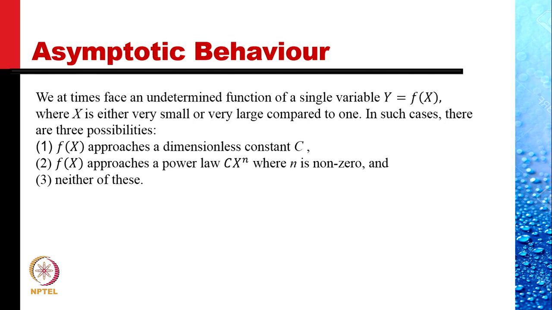Asymptotic behavior of the function is something that we must consider. When there are only 2 parameters involved in a problem, we get an expression like y is equal to a function of x, a dependent parameter y as a function of a single independent parameter x, where x is either very small or very large compared to 1. Since we are talking of non-dimensional, normalized parameters, we expect them to be of order 1. But suppose these parameters are very small or very large compared to 1.